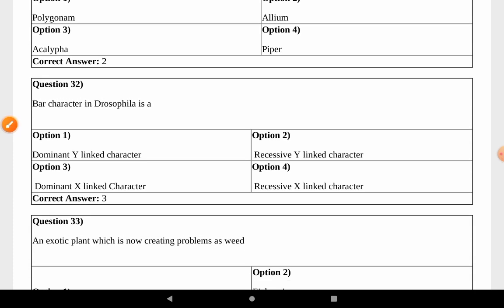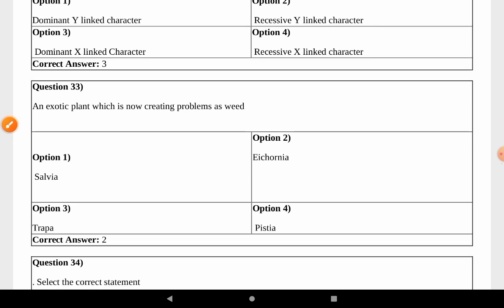Our next question is bar character in Drosophila is a option 1 dominant Y linked character, option 2 recessive Y linked character, option 3 dominant X linked character, option 4 recessive X linked character. So the correct answer is option 3, dominant X linked character.